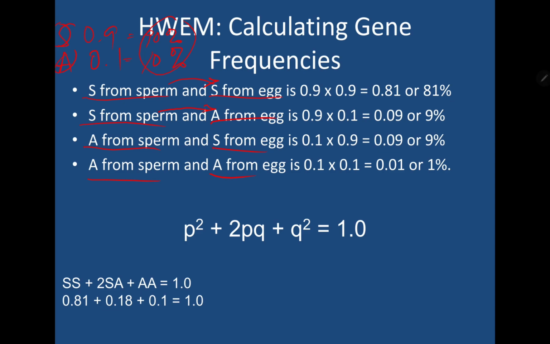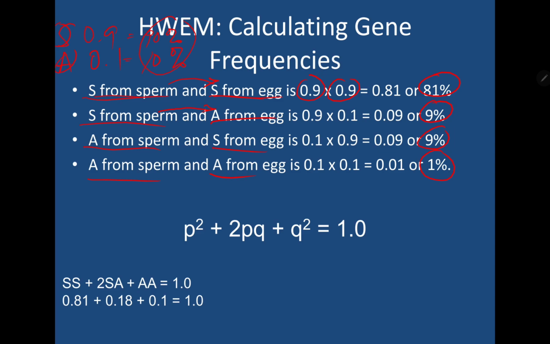So how do you calculate that? You just multiply the values. We have 90% and 10%. So again, S from sperm times S from egg is 90% times 90%, which results in 0.81 or 81%. S from sperm and A from egg is 0.9 times 0.1, getting you 9%. And so on. So this is the spread: SS is 81%, SA is 9%, AS, also SA, is 9%, and AA is 1%.